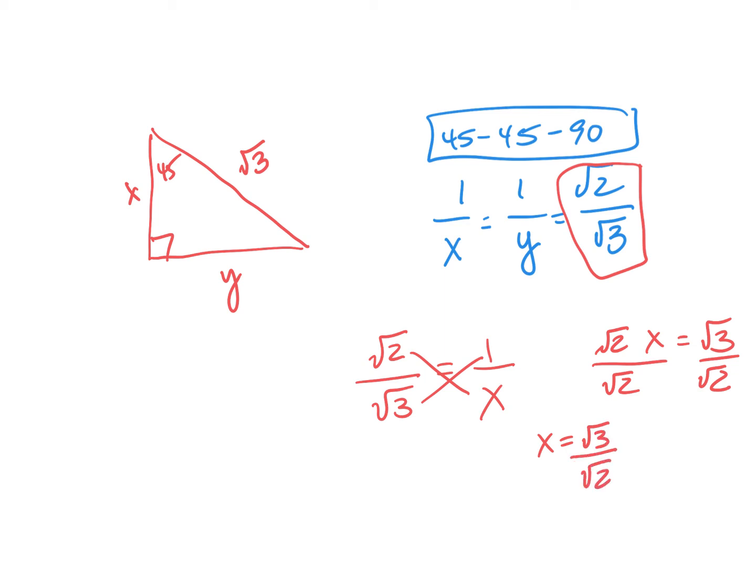But what's wrong with that problem? You can't have what in the basement? A radical. So we're going to multiply that by root 2 over root 2. And we get root 6 over 2 is your answer. So in this triangle, both y and x are root 6 over 2.